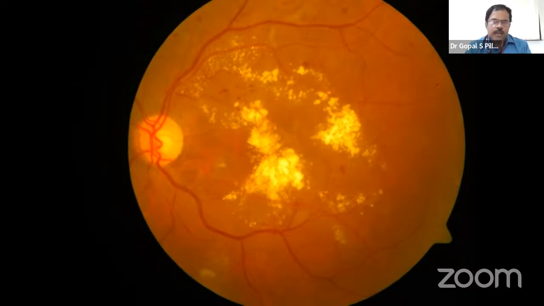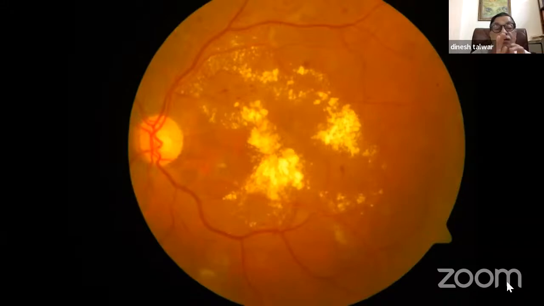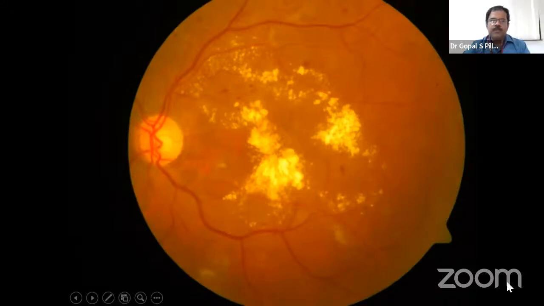Nia, can you tell us how would you approach this case? What would be your first investigation? How would you go about looking at this case? And first of all, tell me, why is this not AMD? The exudative form of polypoidal choroidal vasculopathy?